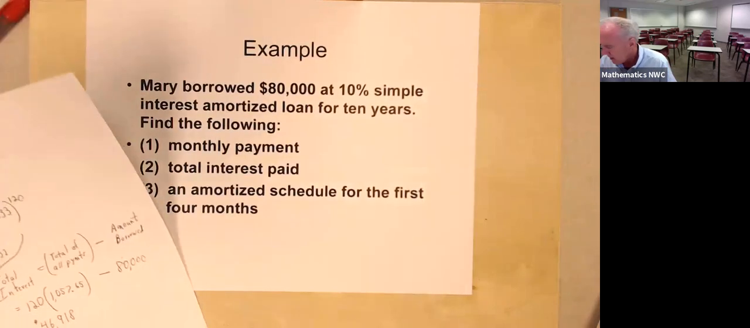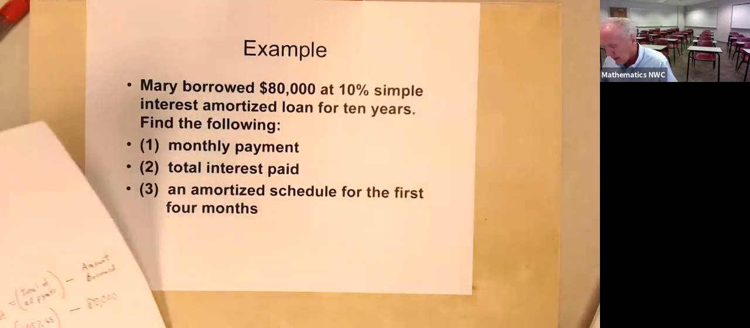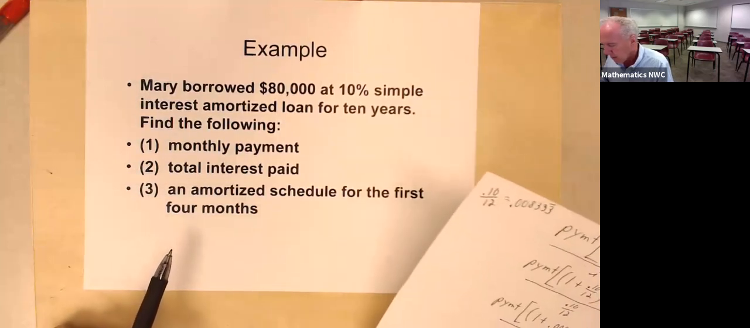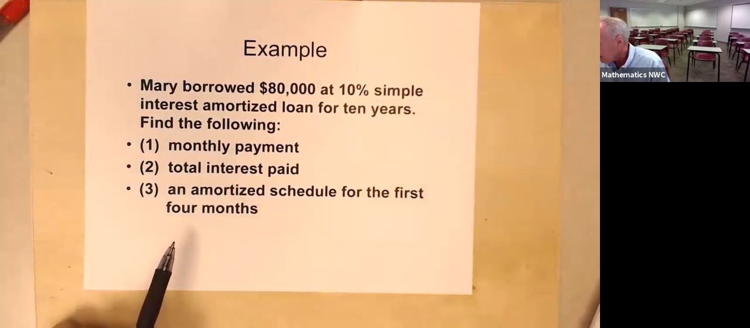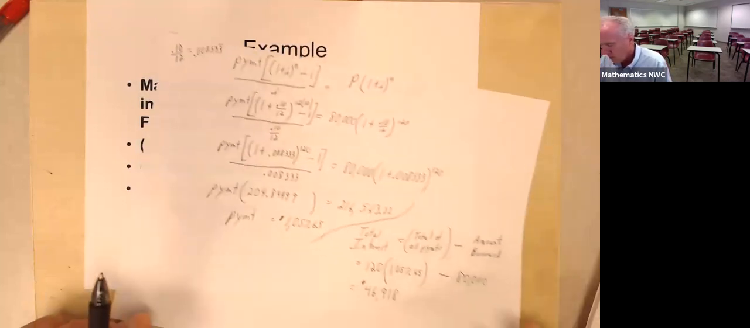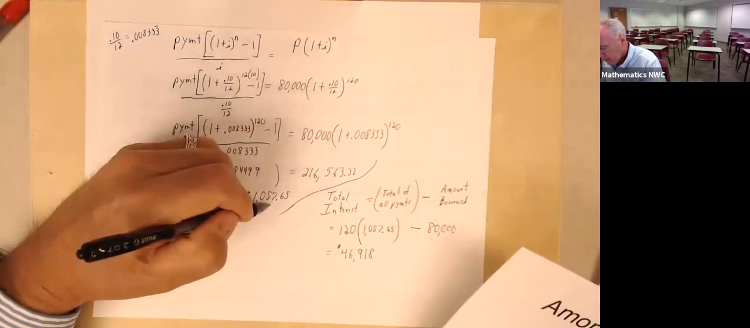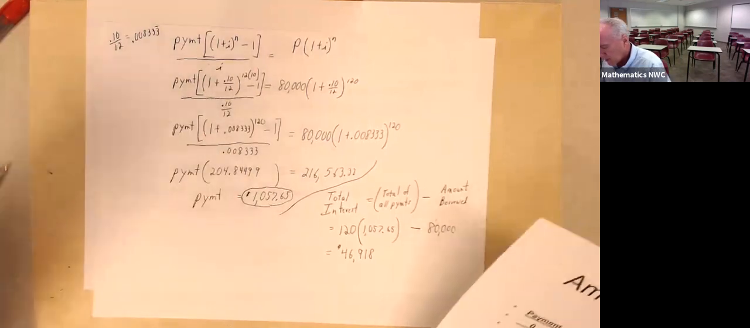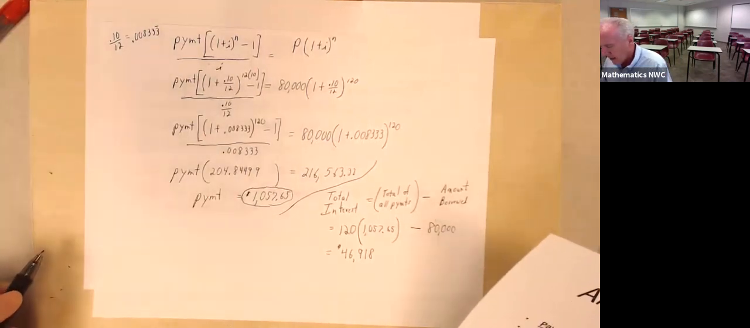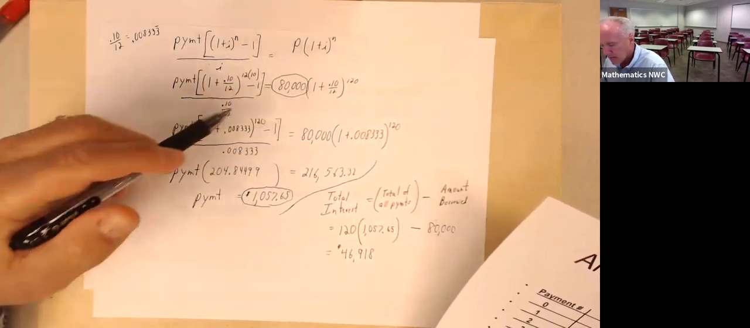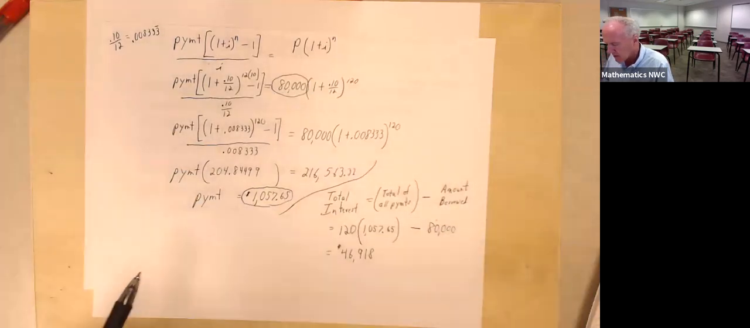Okay? Now, the next thing we would like to do is to set up an amortized schedule for the first 4 months. All right? Remember again, from this, our house payment was that amount. That's the amount of house payment, and remember that we borrowed 80,000. Okay? Try to remember those two numbers as I go to this next picture. The amortized schedule.